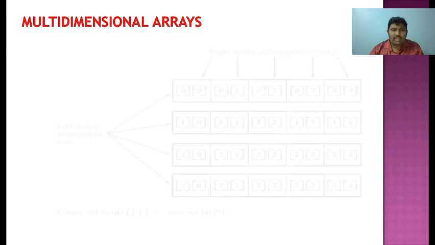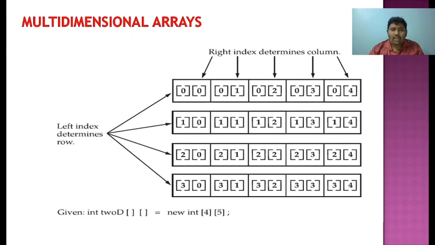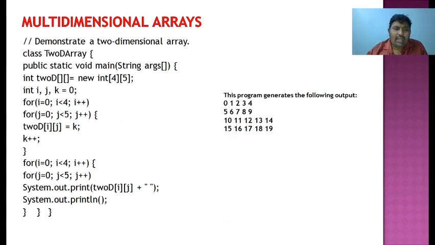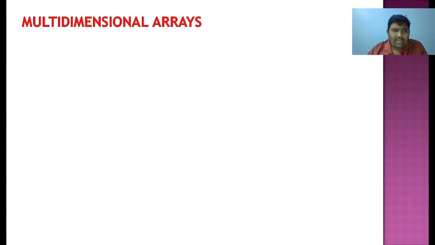So we just saw this, and basically in Java, we're going to create a multi-dimensional array like this. Every row is like a single dimensional array. Internally, it is like a single dimensional array. This program itself we have discussed.